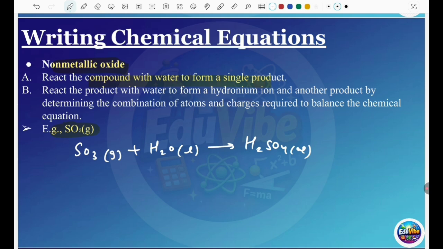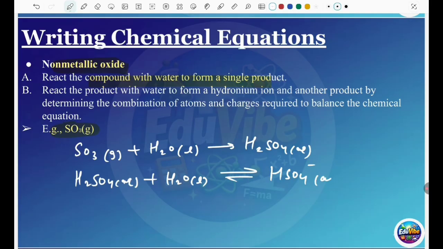Now we have to do the reverse thing from the basic. In basic, if you have anything in basic, we have to get rid of the negative signs and get the hydrogen. In the acid, you have to get rid of the hydrogens and get the negative signs. So put H2SO4 at the front now, aqueous plus water. Now this is a weak acid, so you have to do this. So HSO4 negative aqueous. And in this, you have to get the hydronium ion because it's an acid.